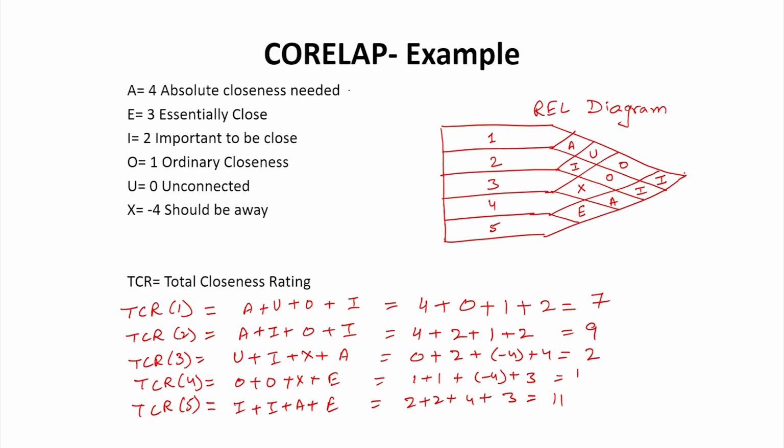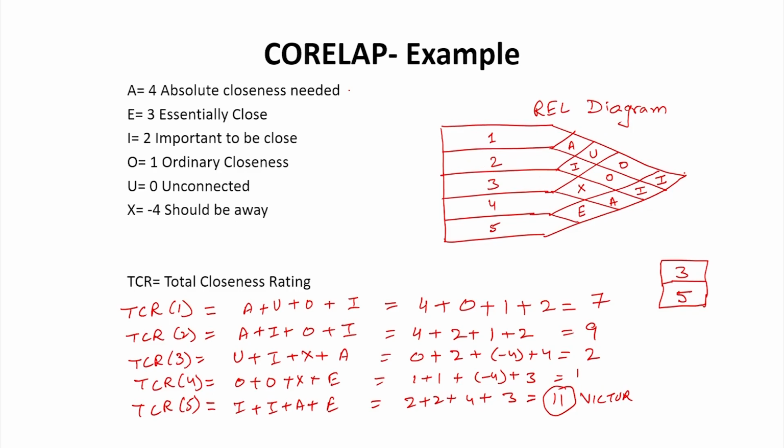Now, what we have to do, the department which is having the highest score, that is department 5, we call this a victor, and we place it at the center of the grid, the center of the layout. Let us place the department 5. Then we see which department needs to be close to department 5. 3 needs to be very close to department 5. So, locate the department 3 close to this.